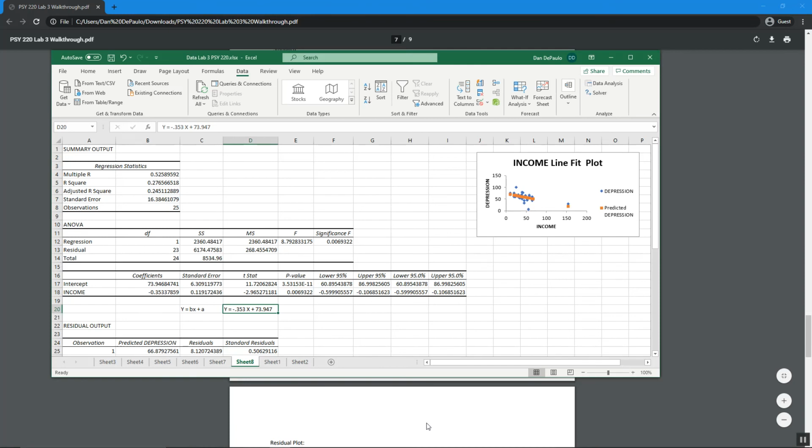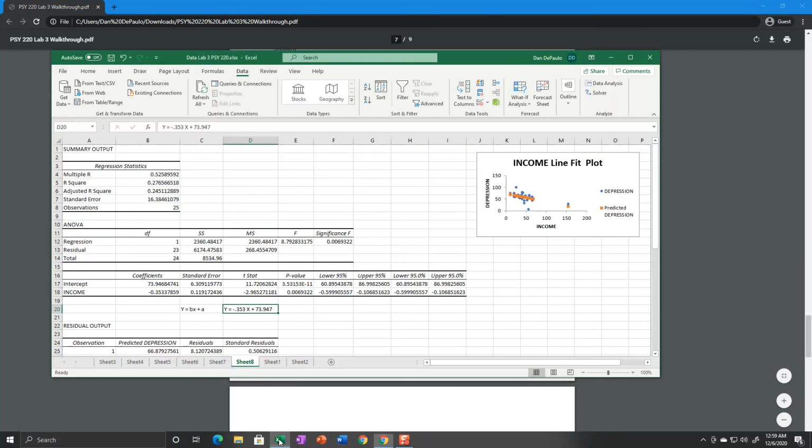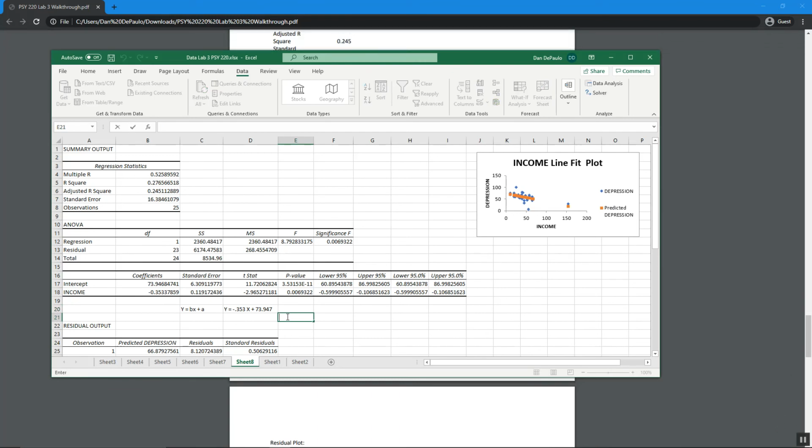Now if I want to predict the value, let's predict for 20. That's what I gave on the sheet here. So if I want to predict depression for an income of 20,000, I can plug in 20. Income is given in thousands, so I just need to put 20 in. 20 represents 20,000 for x. So y equals negative 0.353 times 20 plus 73.947, right? And let's just do that quick.